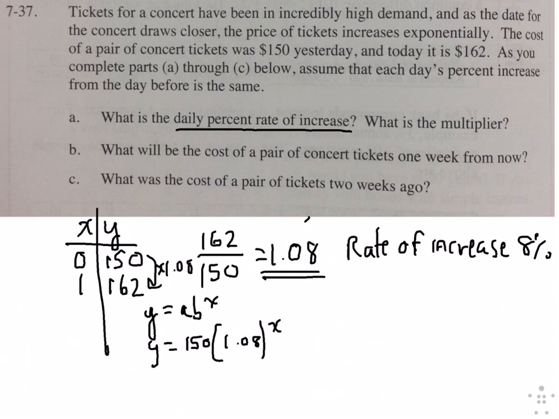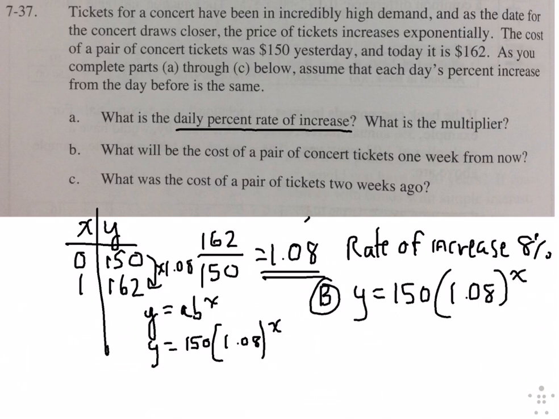And it says, what will the cost of a pair of concert tickets 1 week from now? 1 week from now would be when x is 8, because 7 days later from 1 is 8. So on the 8th day, this is part B, I do y equals 150 times 1.08 to the x power.